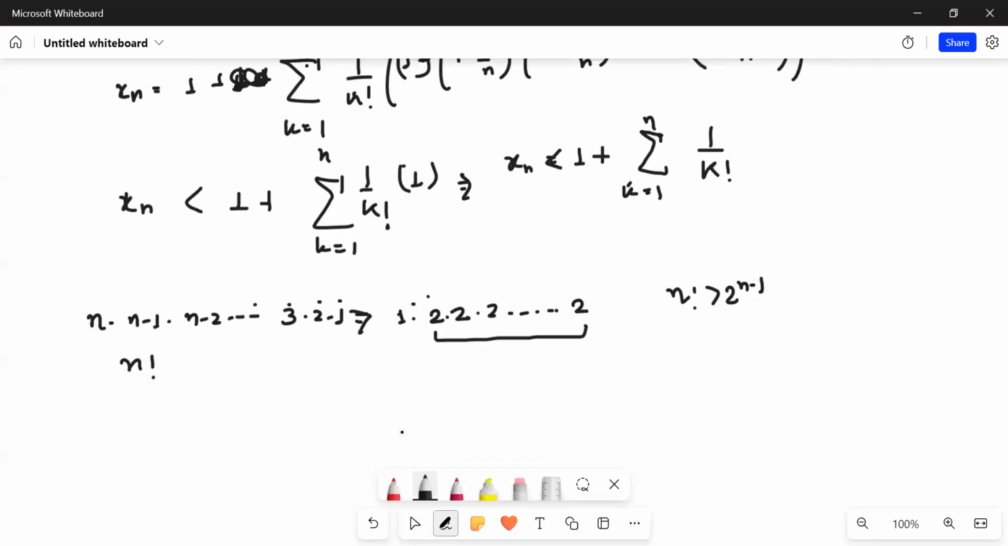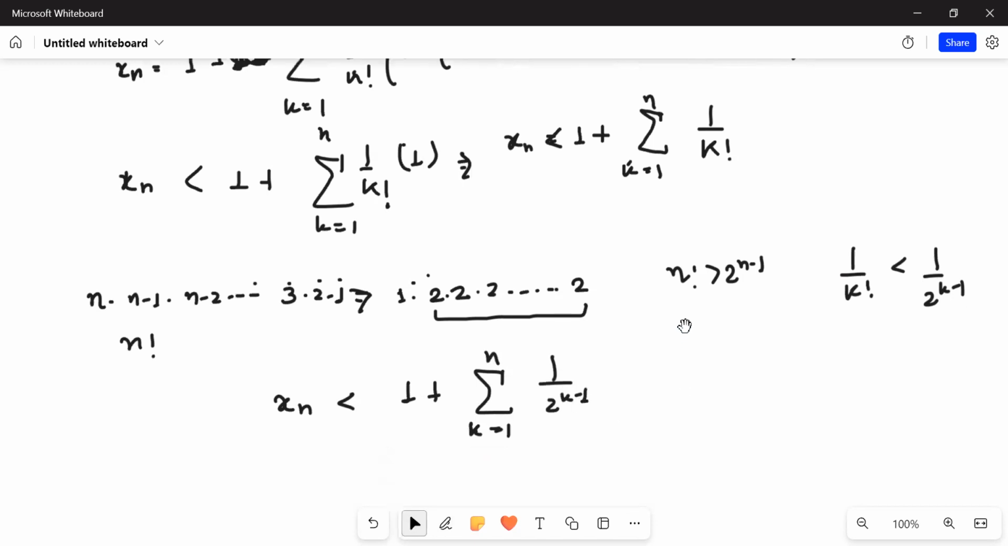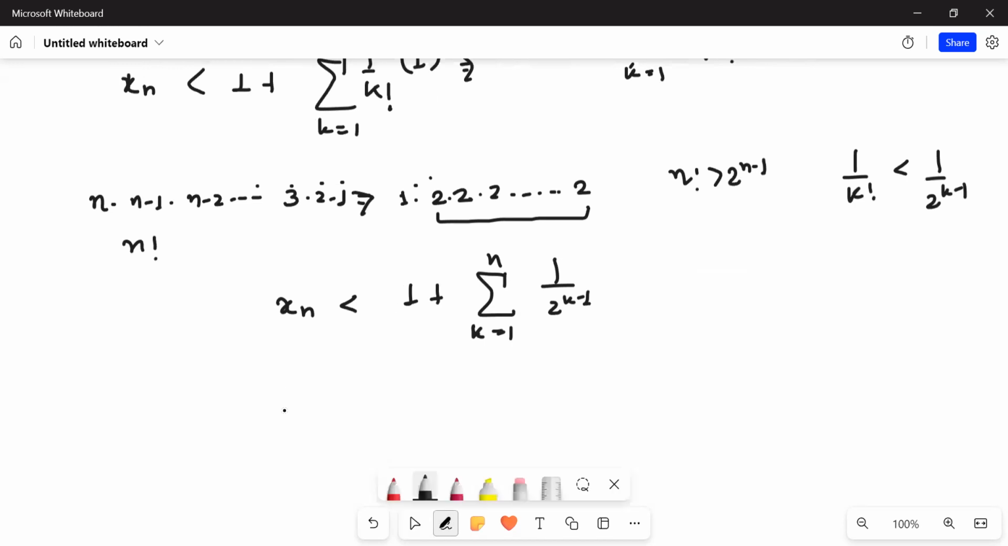So if I use the same, xn can be written as less than, because 1 upon k factorial in that case would be less than 1 upon 2 to the power k minus 1. So this would be 1 plus the summation k equals 1 to n of 1 upon 2 raised to power k minus 1. Just try to replace this. So xn would be less than 1 plus, even as n tends to infinity, this will give you 1 upon 1 minus 1 by 2. So it implies that your xn is less than 3.